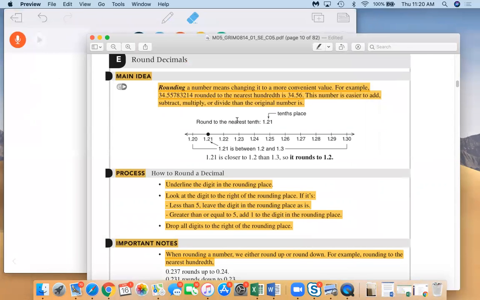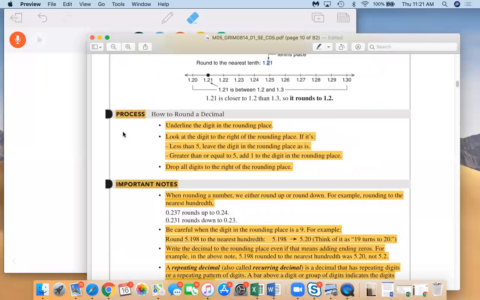So here's an example, round to the nearest tenth. We have 1.21. So what you do is you underline the tenths place where you want to round it, and you look to the number to the right. If it's less than 5, you round it down. So that would round down to 1.2. If it was 5 or higher, you would round it up to 1.3. And this little diagram just shows you if it's closer to 1.2 or closer to 1.3. Since 1.21 is very close to 1.2, that's why we round it down.